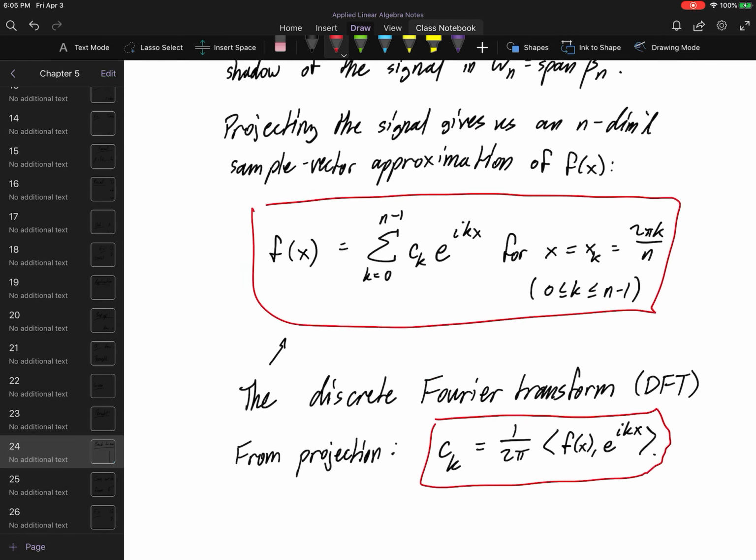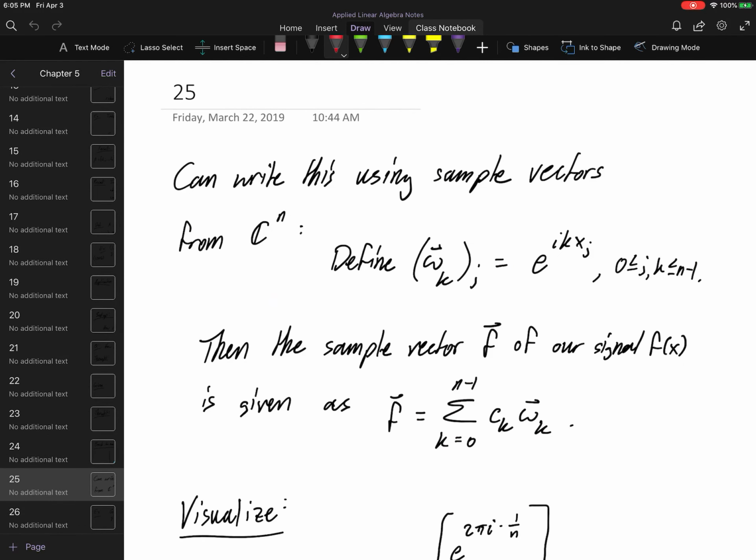To get ourselves off on the right foot here, we are going to write out what the linear combinations on the previous page look like, in a more compact form, something that is easily translatable into a computer. So we're going to use n-dimensional complex sample vectors, and we're going to write these as omega sub k's. That's not a w, it is an omega. Omega is supposed to represent a frequency, and quite frankly, that just means that we're working with the complex exponential with frequency k.